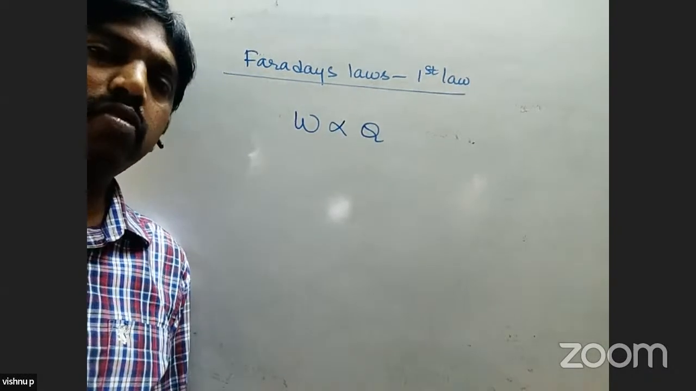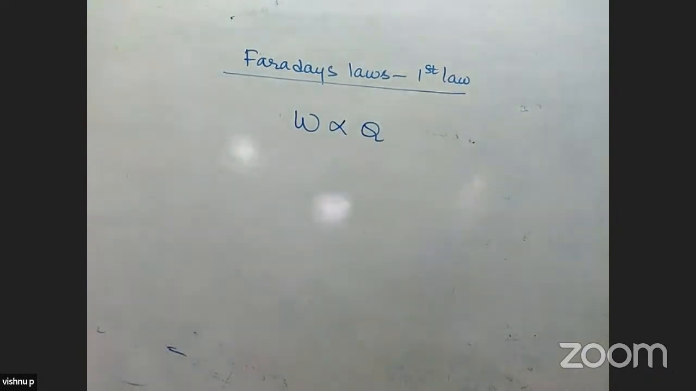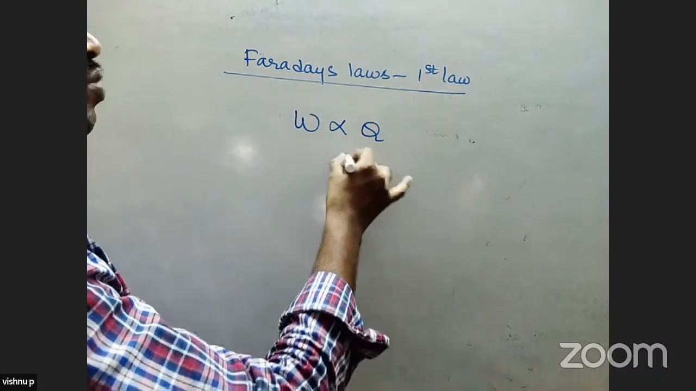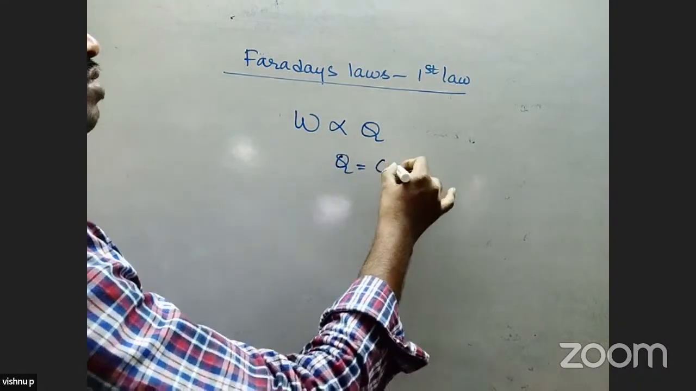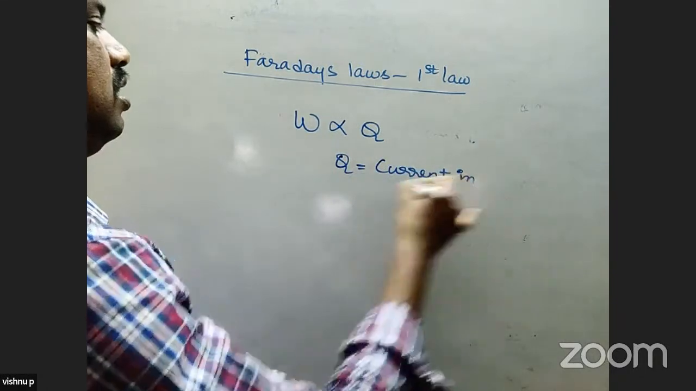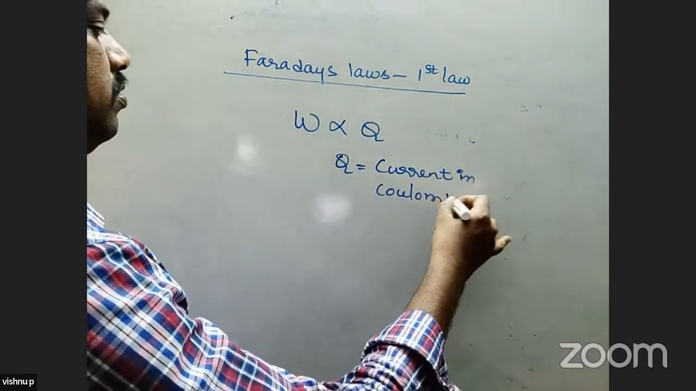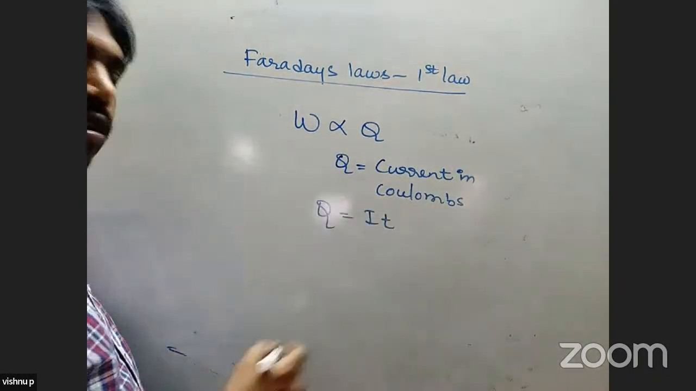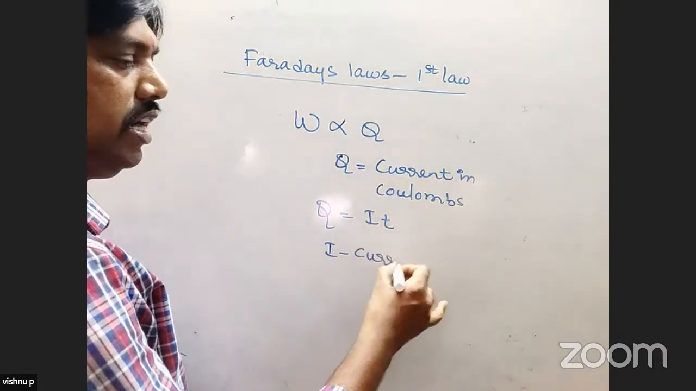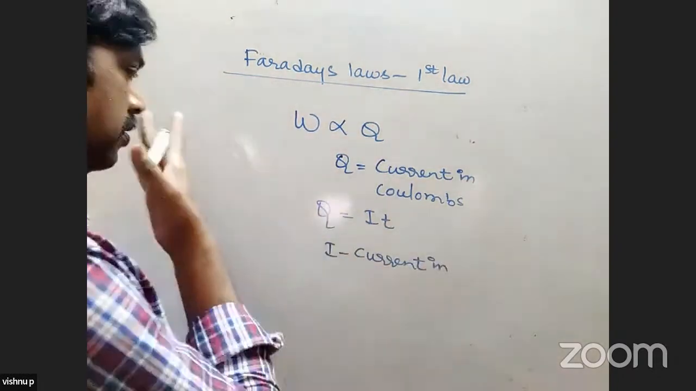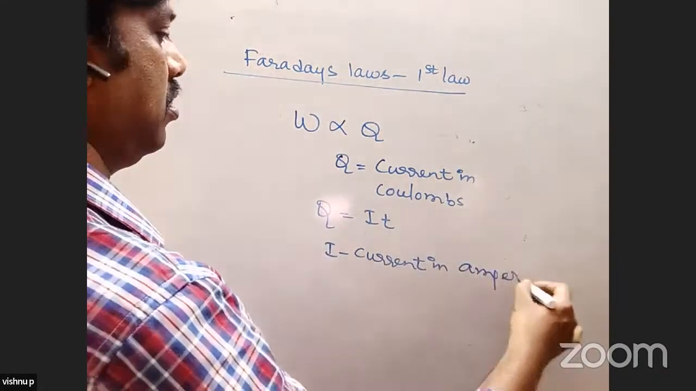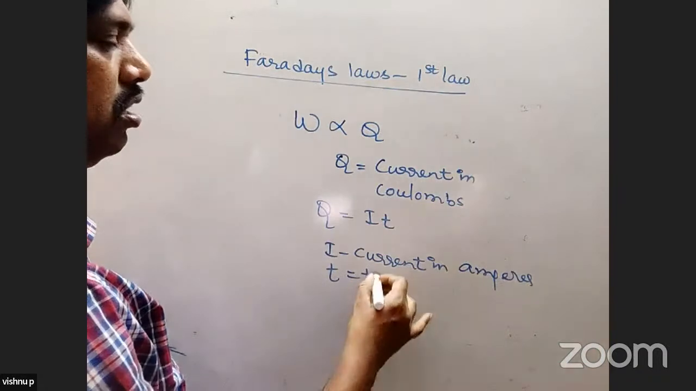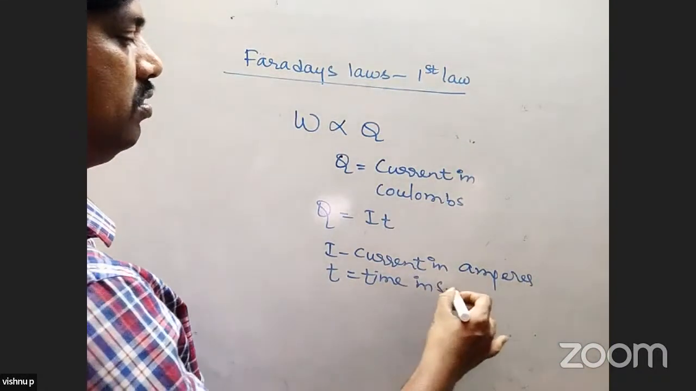So a coulomb is the measure of the strength of current. If we pass more current, more substance is deposited. Here Q is equal to the current in coulombs, and Q is equal to IT. What is I? Current in amperes. T is equal to time in seconds.